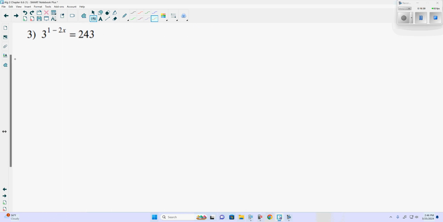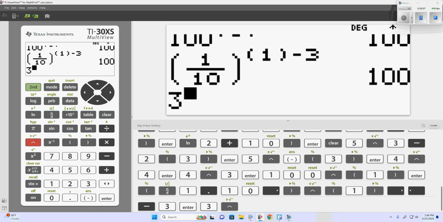3 to the 1 minus 2x is equal to 243. Well, it would be nice if we were able to rewrite 243 as 3 to a power. Because if we could, the bases would be the same, and we could set the exponents equal to each other. 3 to what power is 243? Take a guess. So 3 to the fifth power is 243.